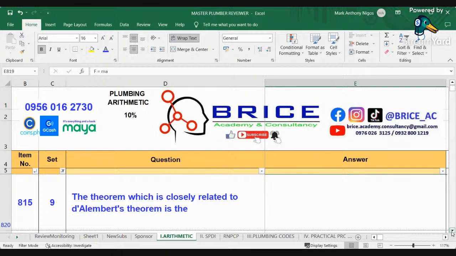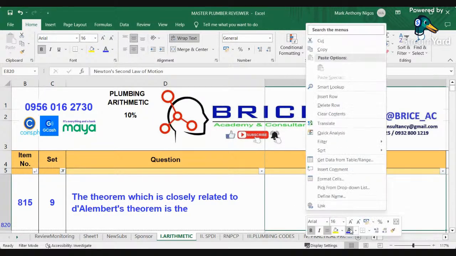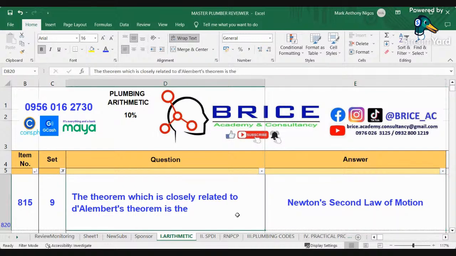815. The theorem which is closely related to the D'Alembert's principle, D'Alembert's theorem, is the what? The answer is Newton's second law of motion. The theorem which is closely related to the D'Alembert's theorem is the Newton's second law of motion.